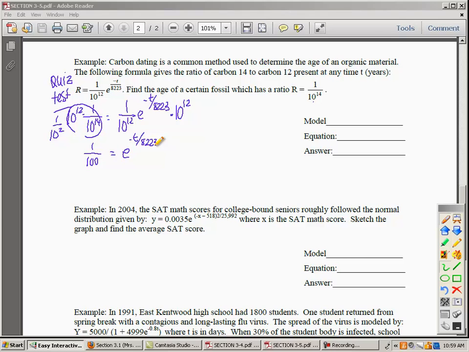Again, we have a base e, so we're going to natural log both sides. Put parentheses around this in your calculator when you do that. You end up getting negative 4.605 about is negative t divided by 8,223. And my goal is to get rid of the negative and the 8,223 at the same time. So I'm going to multiply by negative 8,223 on both sides so that the negative and that cancel out.